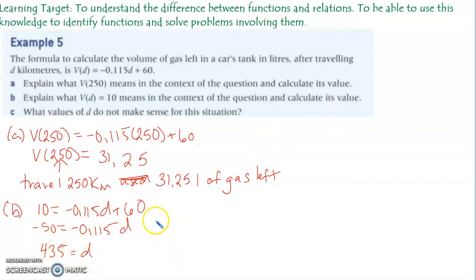So in this case, after 435 kilometers, there is 10 liters of gas left.